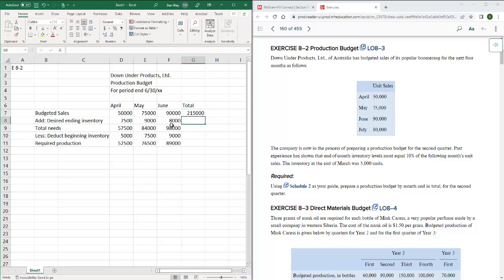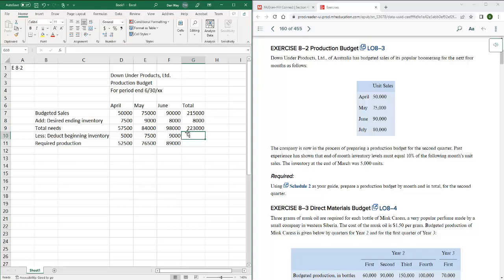Be careful here with ending inventory. The ending inventory for the quarter as a whole is not the sum across the months. It's the same point in time as the end of June here. So this would be 8,000. Total needs then, budgeted sales plus that desired ending, there's 223,000.